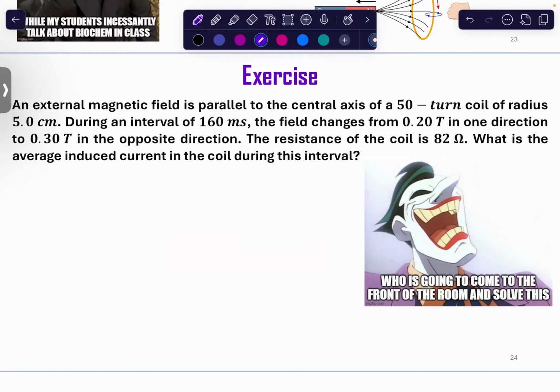So we have an external magnetic field parallel to the center axis of a 50-turn coil of radius 5 centimeters. During an interval of 160 milliseconds, the field changes from 0.2 Tesla in one direction to 0.3 Tesla in the opposite direction. The resistance of the coil is 82 ohms. What is the average induced current in the coil during this time interval?